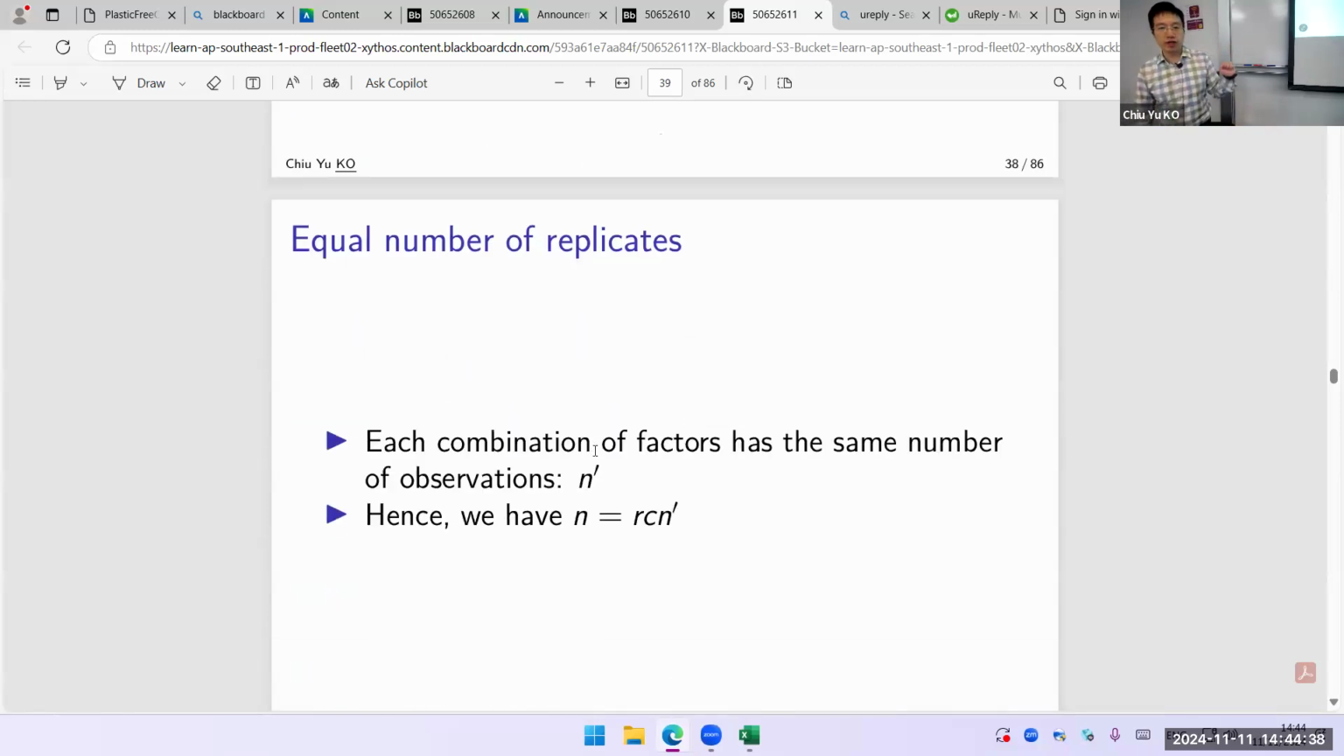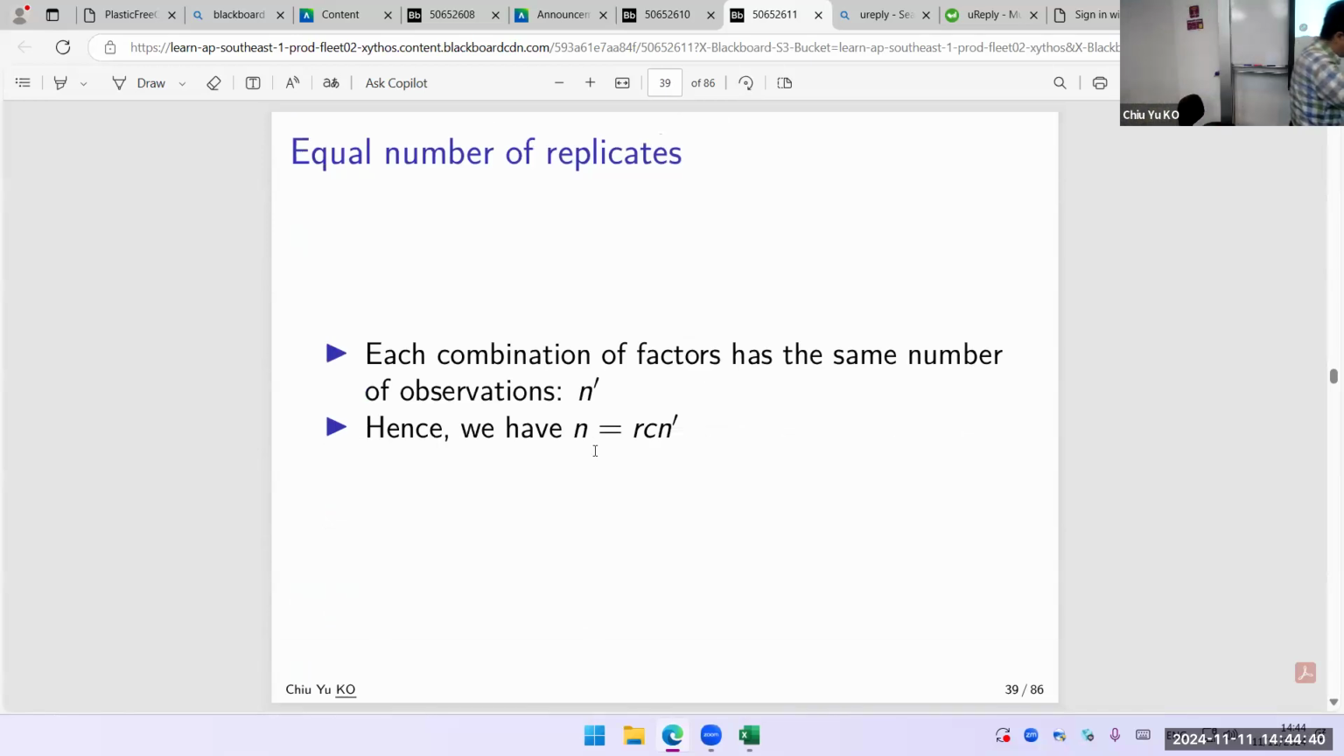Here we have an assumption that makes our math easier, which we call equal number of replicates, which means that each combination has the same number of observations. So if I have male and female across, say, 8 colleges in CUHK, I will have 5 men from NA, 5 women from NA, 5 men from CC, and 5 women from CC, and so on.